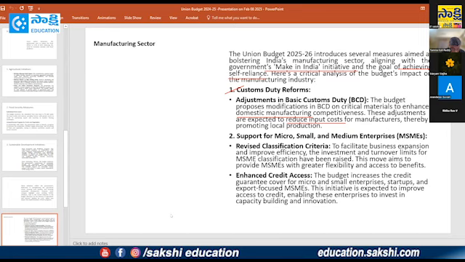Support for micro, small, and medium enterprises, revised classification criteria, to facilitate business expansion and improve efficiency. The investment and turnover limits for MSME classification have been raised. This move aims to provide MSMEs with greater flexibility and access to benefits. Enhanced credit access: the budget increases the credit guarantee cover for micro and small enterprises, startups, and export-focused MSMEs. This initiative is expected to improve access to credit, enabling these enterprises to invest in capacity building and innovation.